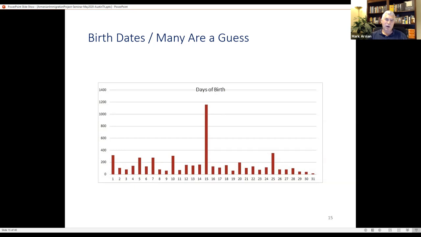But then you look also and you can see, can you see the cursor moving here? Good. Okay. So you see also you have spikes at 1, 5, 10, 15, 20, and 25. So they also seem to favor the days of the month that were even multiples of 5. So I look at this and I said, yeah, a lot of people were just kind of guessing or approximating what their birthday was. But again, this is just one type of analysis you can do when you have 150,000 records in your database.